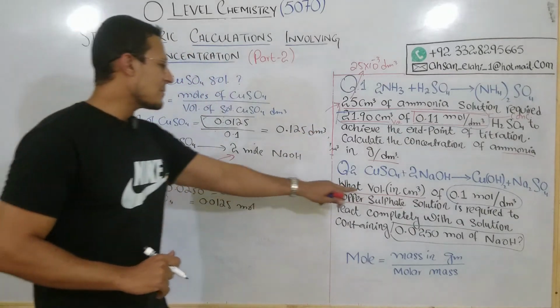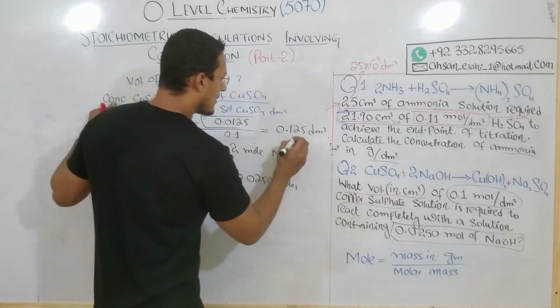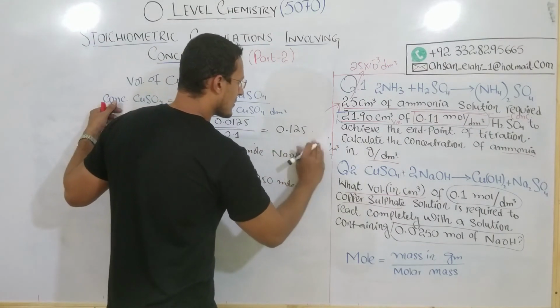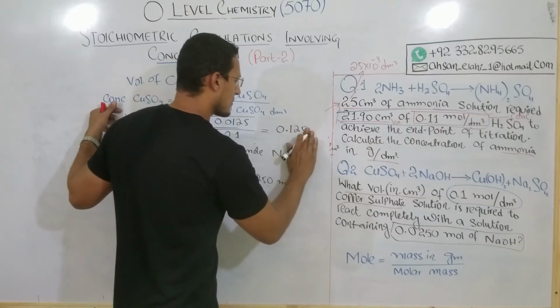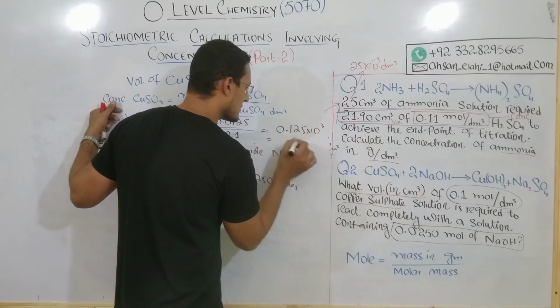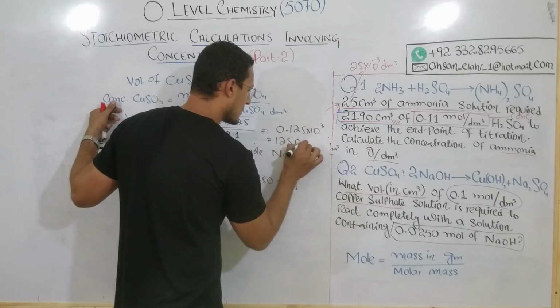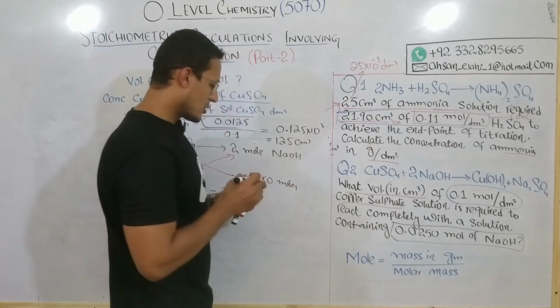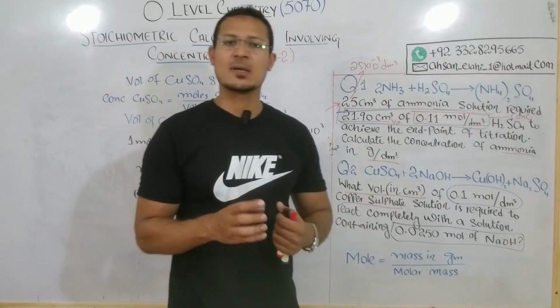Students, but we need the volume in centimeter cube. So multiply by 1000. You will get the answer in centimeter cube. So it is 125 centimeter cube. So the required volume of copper sulfate is 125 centimeter cubes.